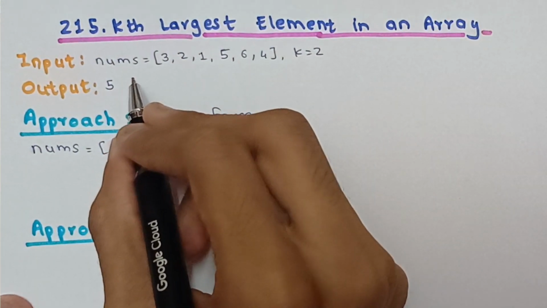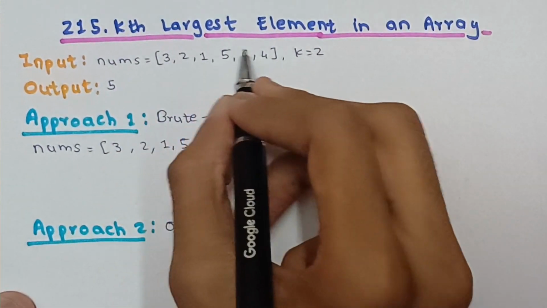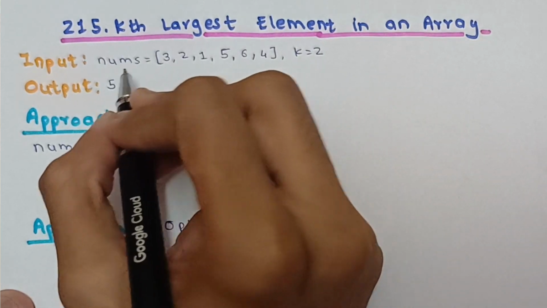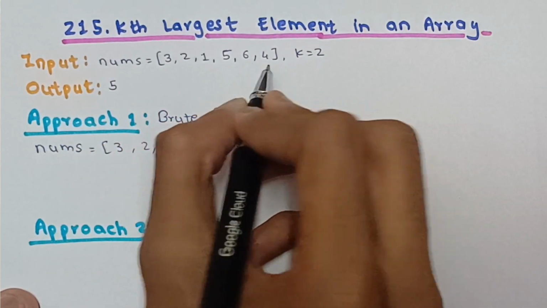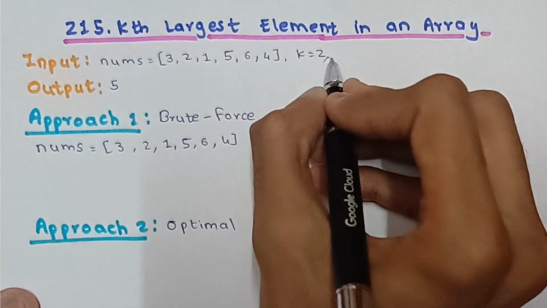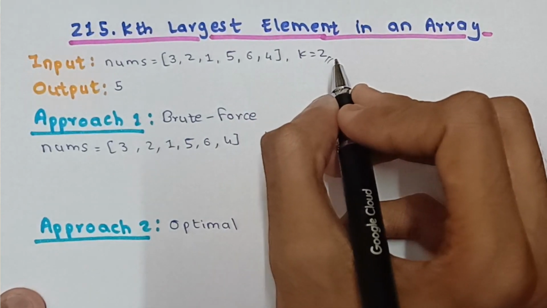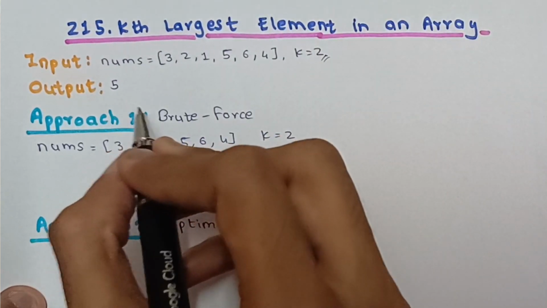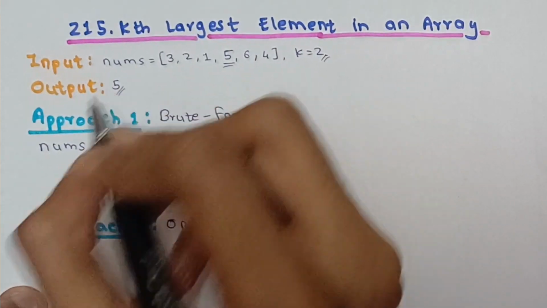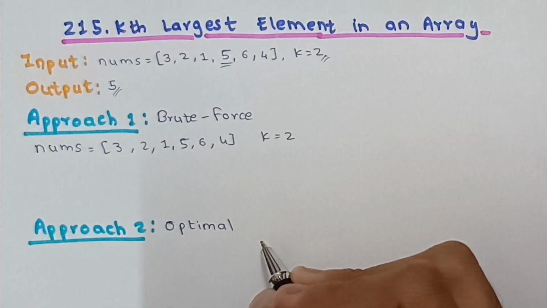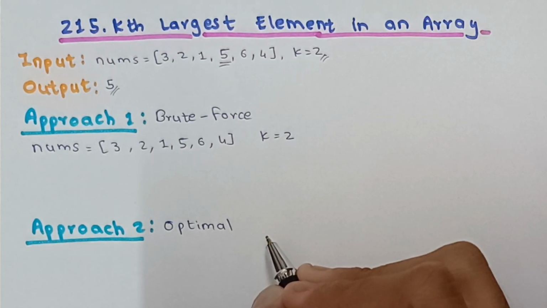So the problem is: find the kth largest element in an array. Here the given array nums is 3 2 1 5 6 and 4. We have to find the second, meaning kth, second largest element in this array. So here the second largest is 5, so the output is 5. This is a very simple, easy level problem. First we will discuss the brute force approach.